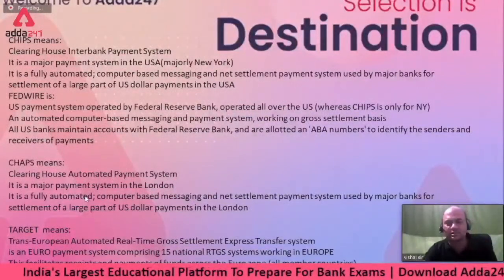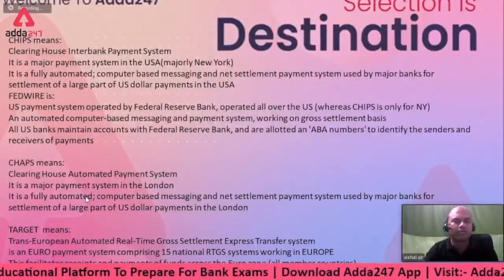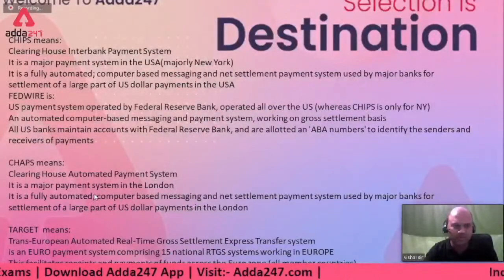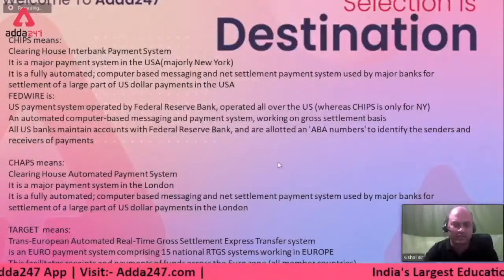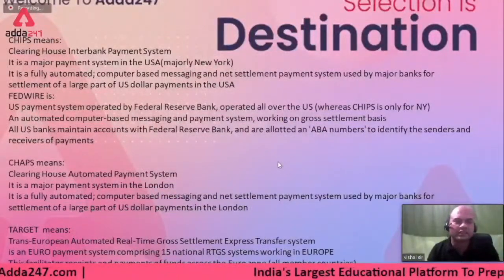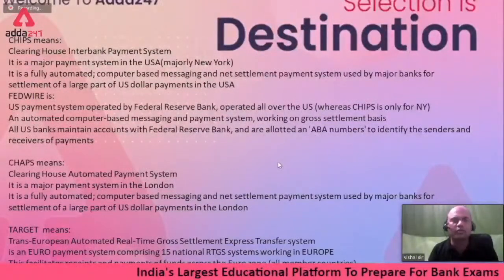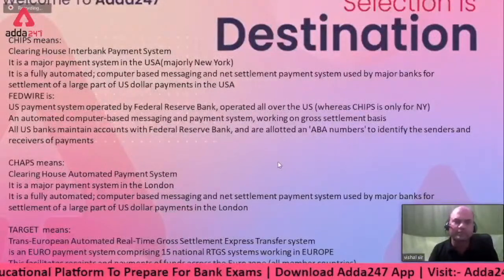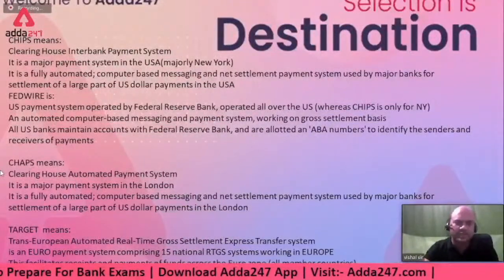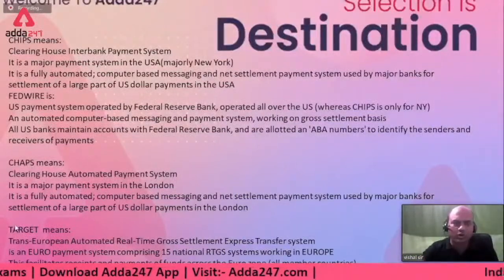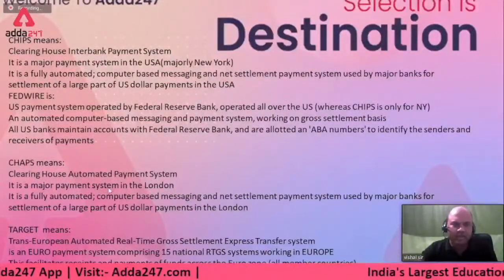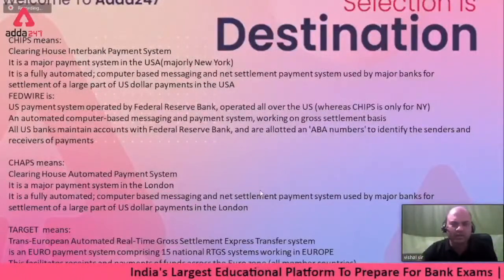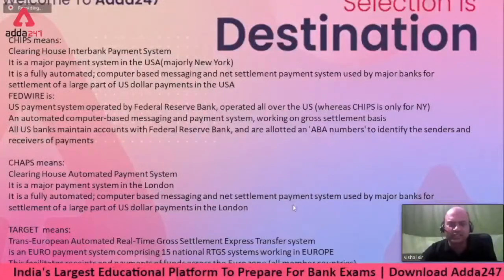UPI. India is the highest now in online payment systems. You might have seen those videos earlier. US, UK, everyone, they are nowhere in comparison to India in the number of online payments we are doing. So CHAPS, Clearing House Automated Payment System, is a major payment system in London. It is fully automated, same thing. Again, CHAPS is net settlement.